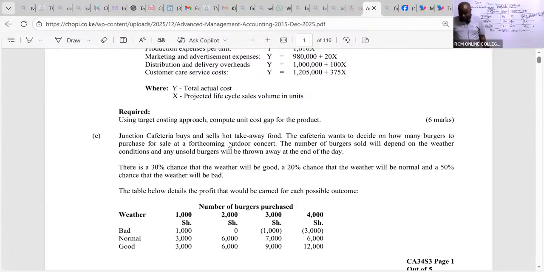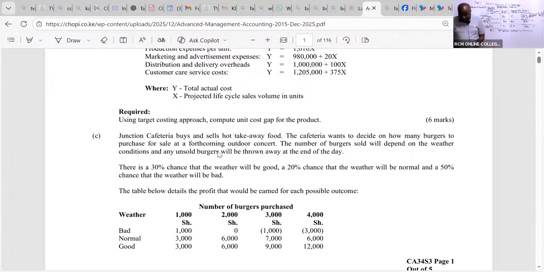December 2025, question number 1C. Junction cafeteria buys and sells hot takeaway food. The cafeteria wants to decide on how many burgers to purchase for sale at a forthcoming outdoor concert. The number of burgers sold will depend on the weather conditions, and any unsold burger will be thrown away at the end of the day.